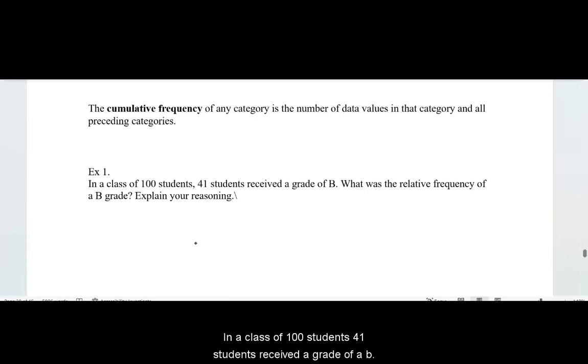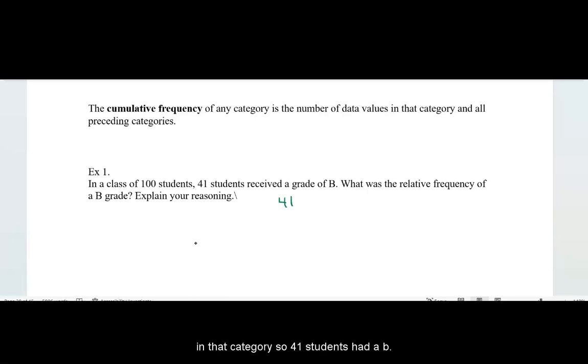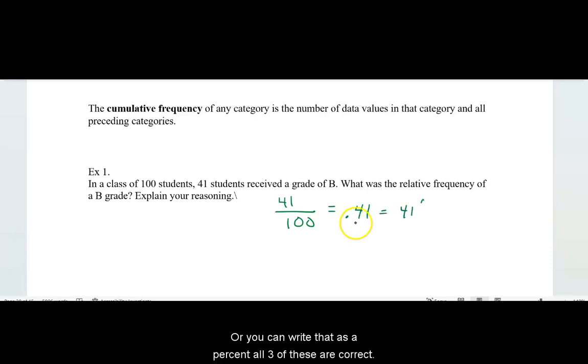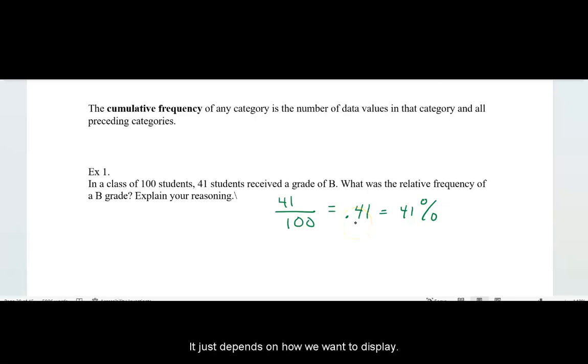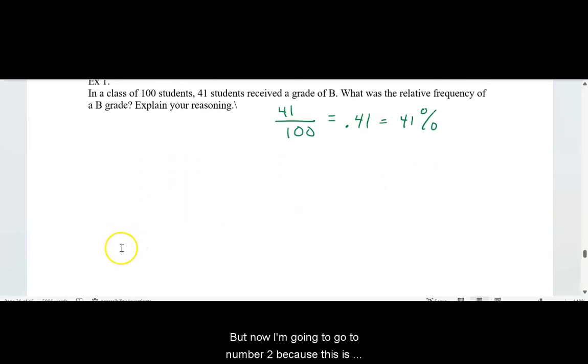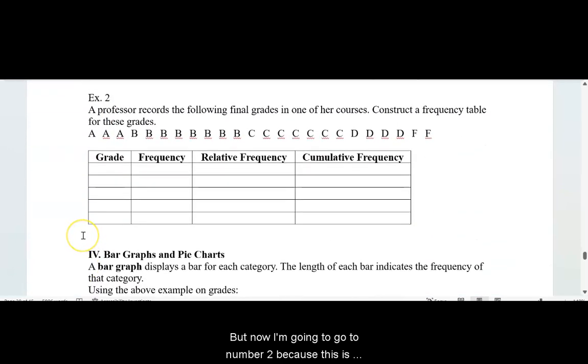In a class of 100 students, 41 students received a grade of a B. What was the relative frequency of the B? And explain your reasoning. So again, relative frequency, that would be the frequency in that category. So 41 students had a B out of 100 students. Now, you can change that to a decimal, or you can write that as a percent. All 3 of these are correct. It just depends on how we want to display our answer. But now I'm going to go to number 2 because this is going to be a good one.